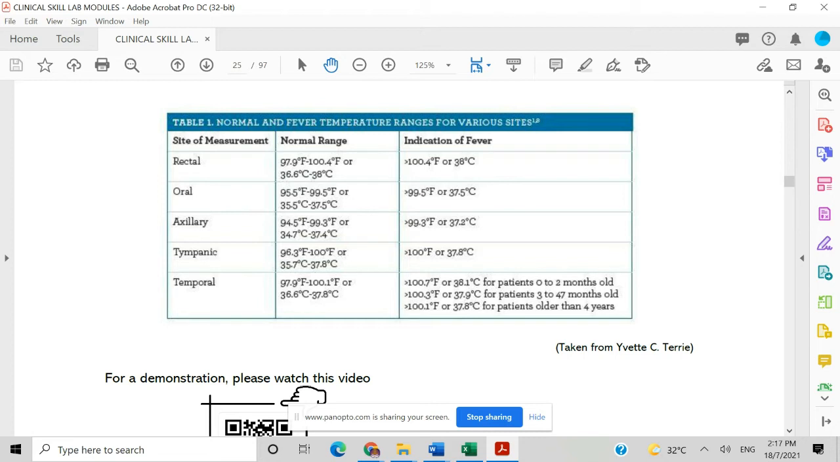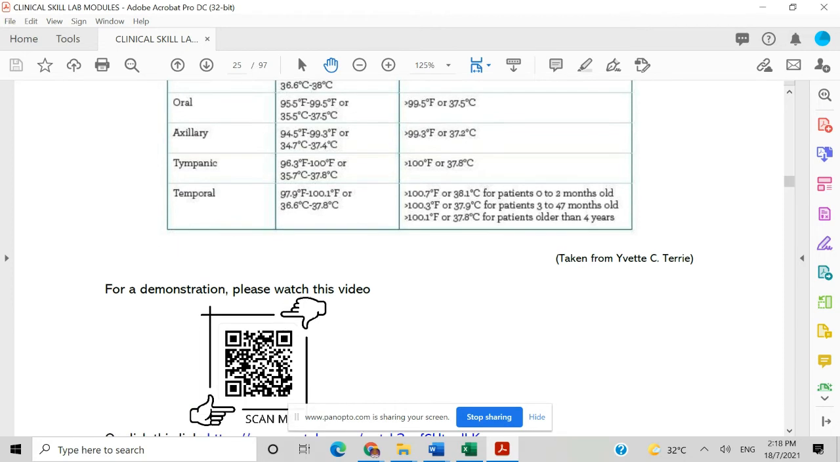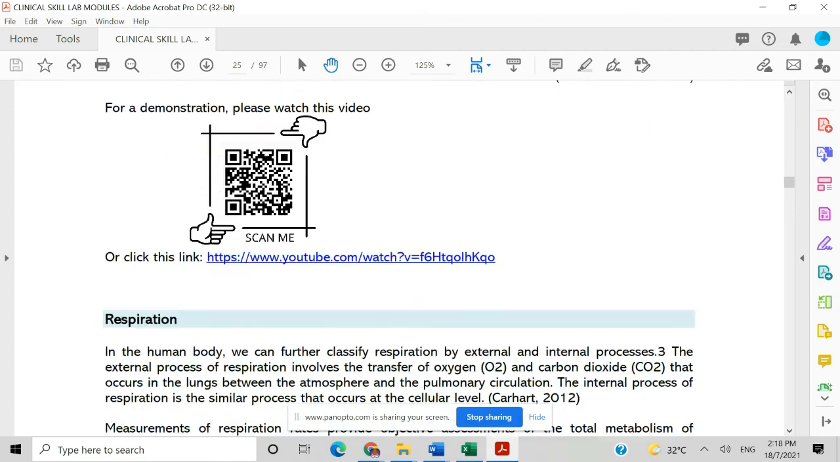Oral measurement for temperature was the most common before, but nowadays they do a lot of temporal measurement, or sometimes tympanic through the ear. Hardly do they do axillary or rectal. Please do watch the video whenever you are free. Prepare yourself before coming to the lab when we have the session very soon, inshallah.